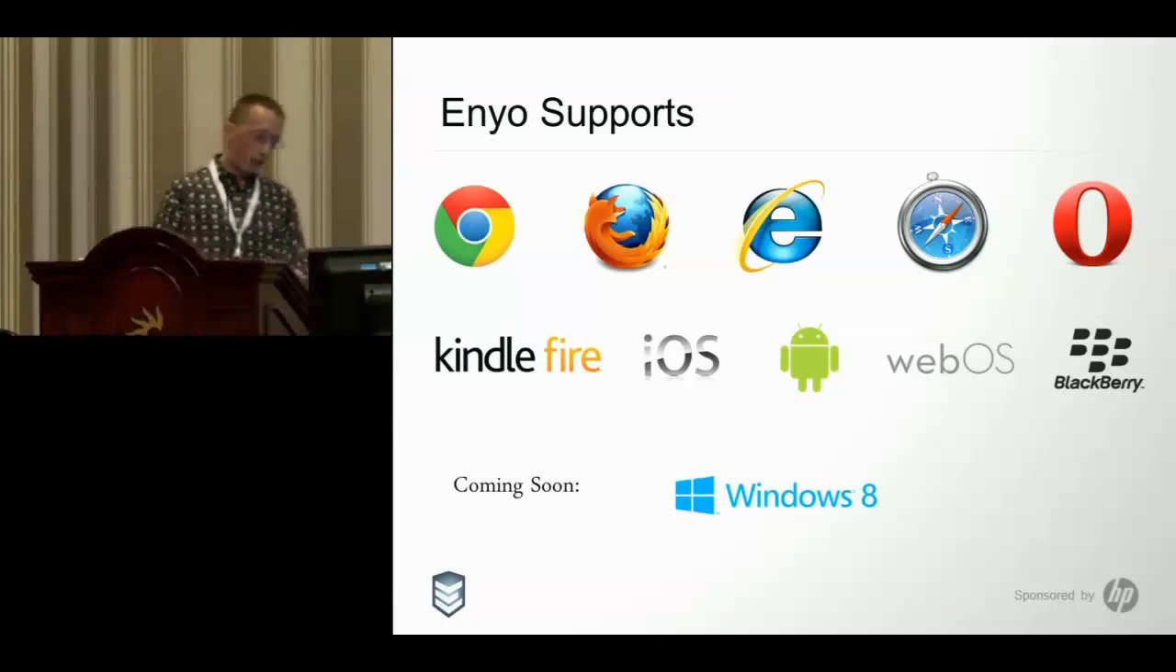Enyo supports modern Mozilla, modern WebKit, IE8 and higher, Opera, the Kindle Fire, iOS, multiple Android systems, and BlackBerry 10 runs on the PlayBook already. Coming soon for Windows 8, we're working closely with Microsoft to make sure that our stuff is running well in their new stuff. And we actually have a Microsoft Surface with us, so you can see in the browser at least the sampler running, the same as it does on all these other devices.